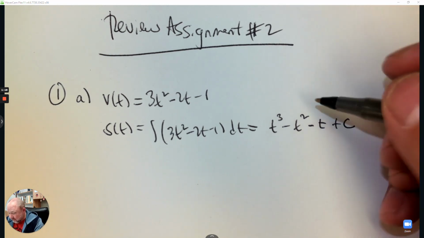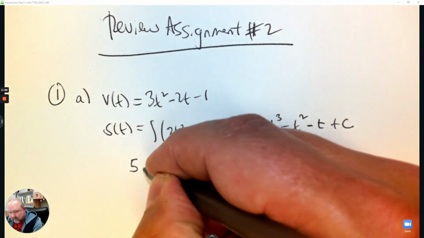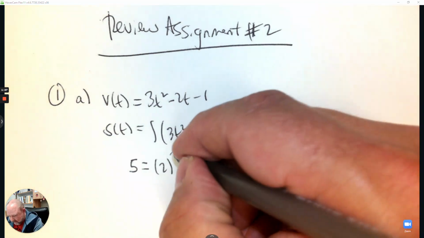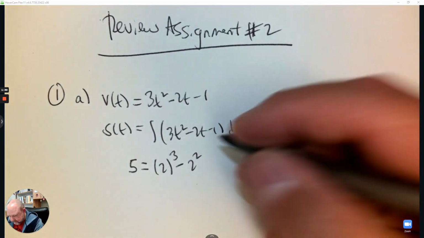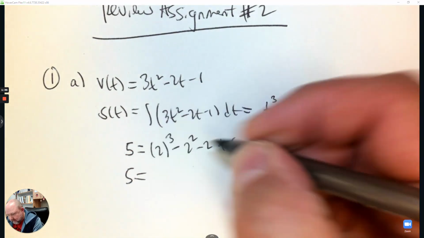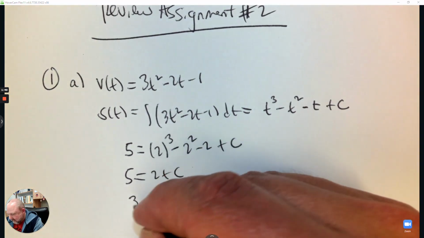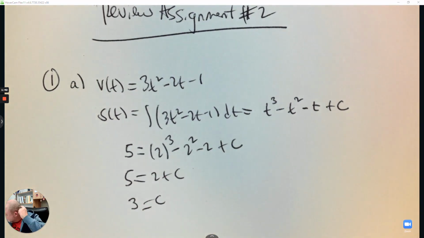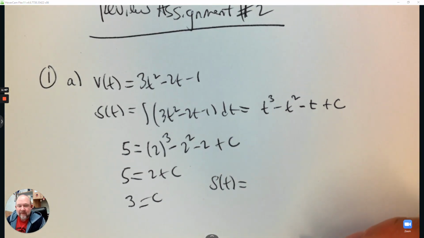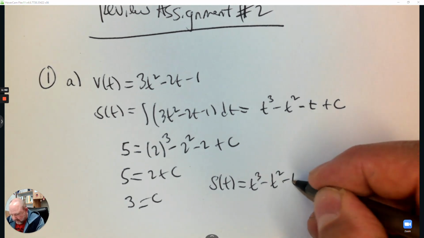Then we need to use the position. The position is 5, so I'm going to make the position equal to 5 when t is 2. You get to use a calculator here if you need it. Then I'm going to solve for c. This is 8, take away 4, take away 2, and I get c is equal to 3. So altogether, the position is t cubed, subtract t squared, subtract t, plus 3.